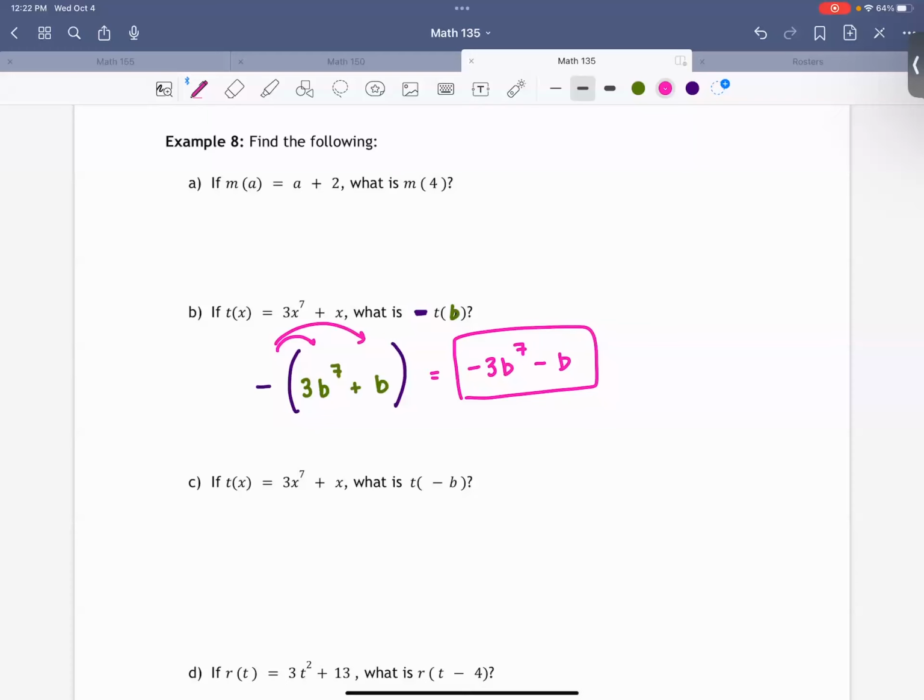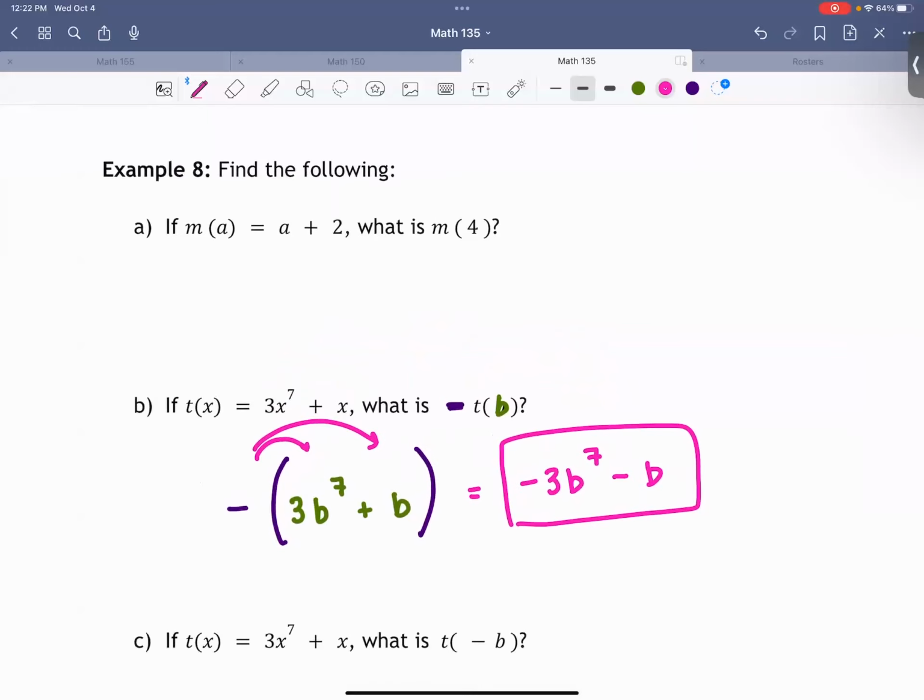Okay, part A, what is M of 4 telling us to do? Ryan? Perfect. Plug in 4 to get 4 plus 2, and we get 6. So this is like the easiest type of question, right? It's literally telling you to plug in a number and figure out what it is.